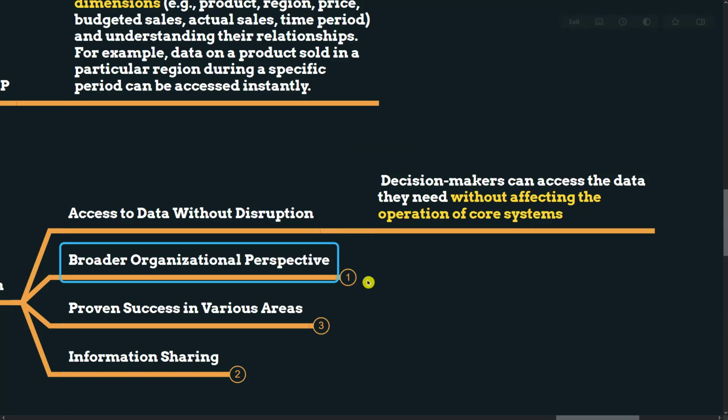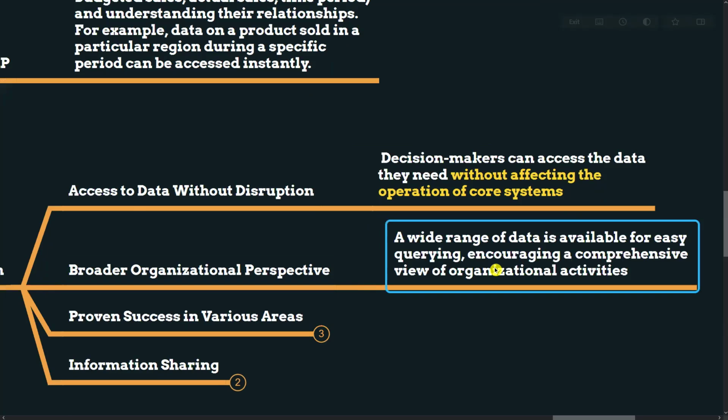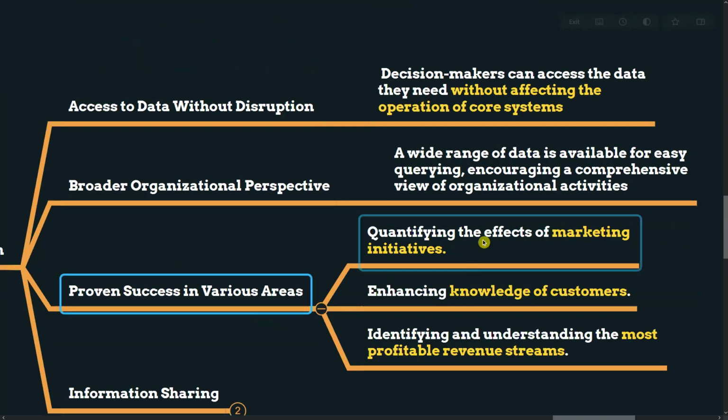So we can access the data without disrupting other departments or employees. And from the broader organizational perspective, a wider range of data is available for easy querying, encouraging a comprehensive view of organizational activities. A data warehouse is like a wider-angle view of the organization, much like standing at a very top level to see the whole city like an eagle. With the data warehouse we see not just individual store performance, but also how the entire chain is doing in particular regions or countries. That's a very broad view, and the proven success in various areas.